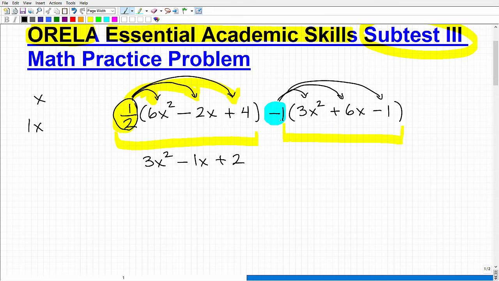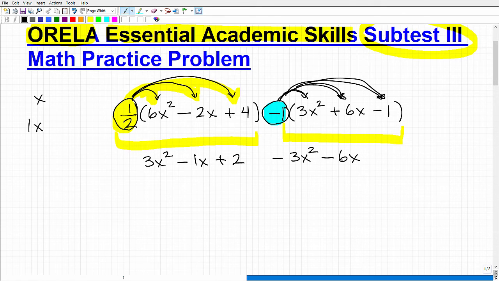Okay, so let's go and do that now. So negative 1 times this 3x squared is going to be a negative 3x squared. And now I have negative 1 times this 6x, right here. So that's going to give me negative 6x. And now I have this negative 1. I'm going to multiply this by this final term over here, this negative 1.